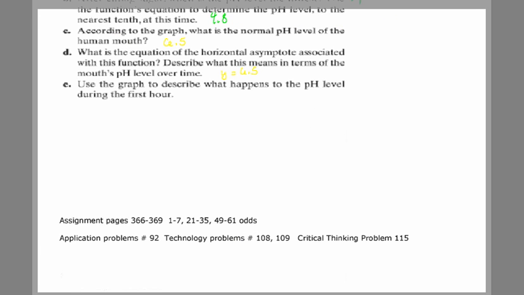Use your calculator when you're graphing these problems. The exercises will have you plug in some points, which is fine. I do want you to do that part of plugging in points, but I also want you to use your calculator to help you determine how to place your curves. So there are some technology problems, application, technology, and some critical thinking problems that I'd like you to look at in this section. And that should be it for Chapter 3.